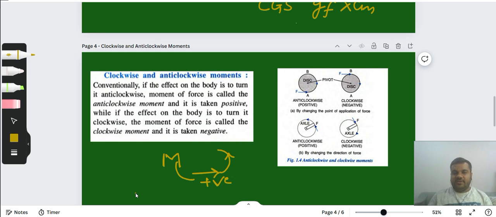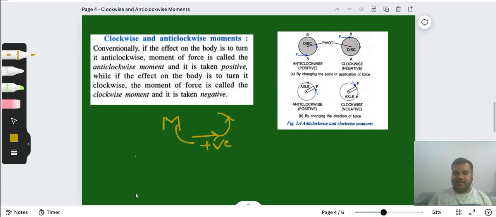Next, automatically, the clockwise. In the second figure, the force acts on the top side, and this will tend to rotate the disc in the clockwise direction. At that time, you have to consider the moment as negative. If the body rotates clockwise, it is a negative moment. If the body tends to rotate in the anti-clockwise direction, it is an anti-clockwise moment, and the direction is positive.